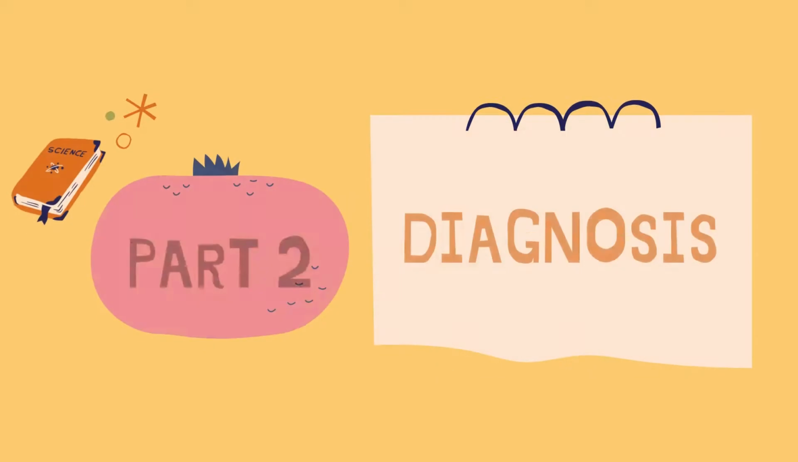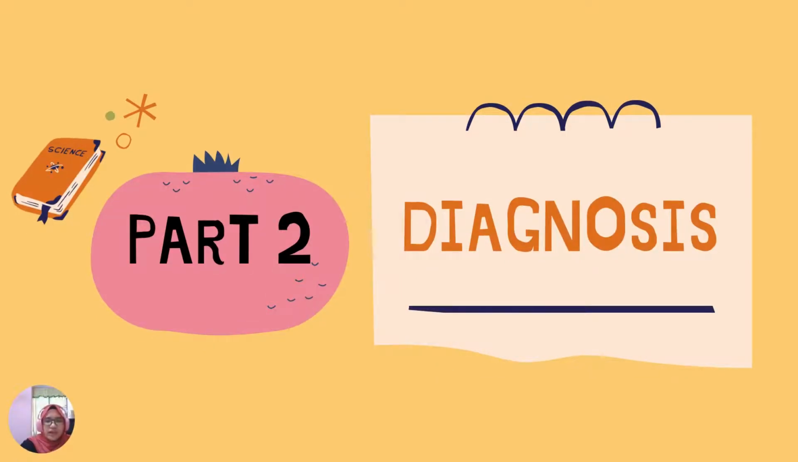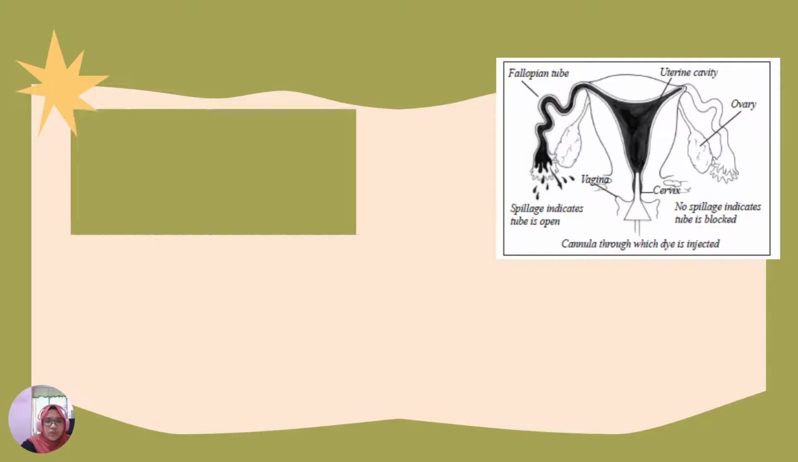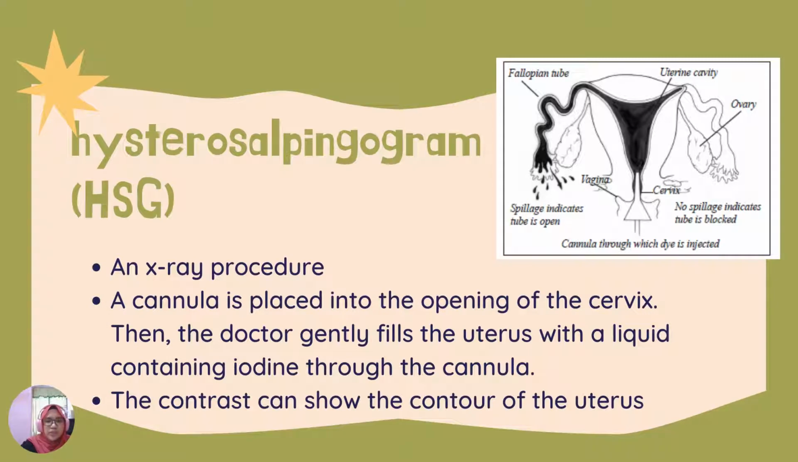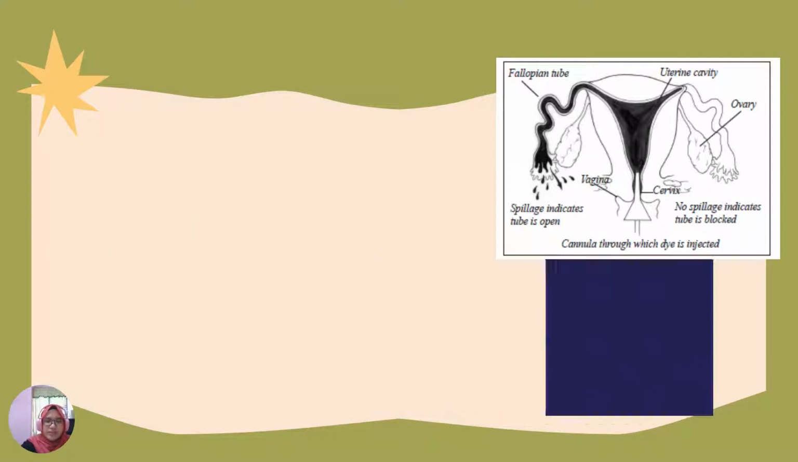Okay, the second part is the diagnosis. How we can diagnose the blockage. We can use the hysterosalpingogram, HSG, method. It is actually an X-ray procedure. How it is done is that a cannula is placed into the opening of the cervix. Then the doctor will gently fill the uterus with a liquid containing iodine through the cannula. So there will be a contrast. The contrast will show the contour of the uterus.